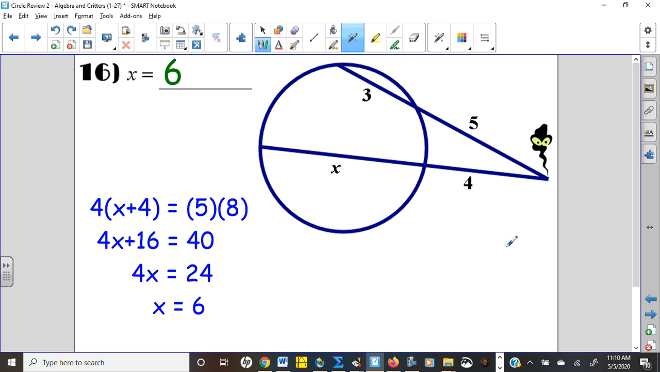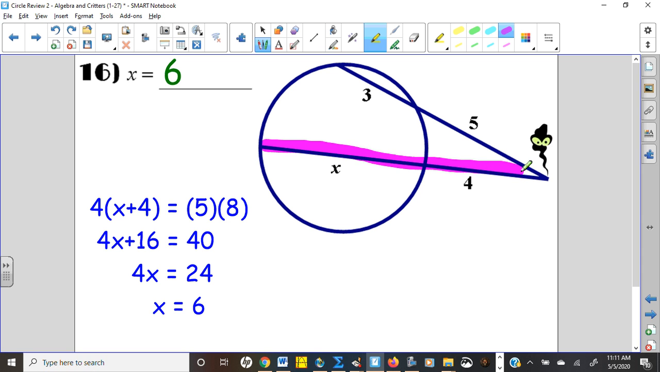Number 16. When you have secant segments in a circle, it's the secant segment multiplied by its exterior segment.